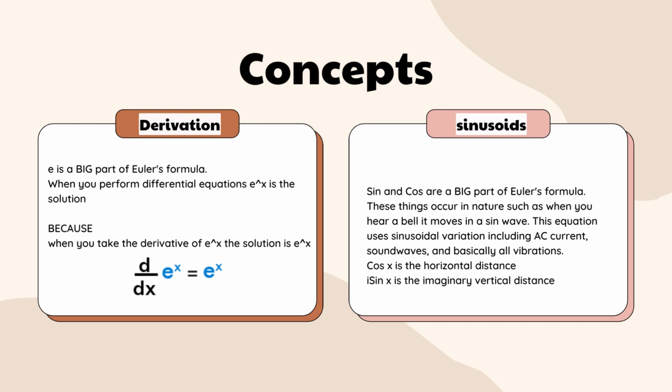There are also sinusoids, such as sine and cosine, which are also a large part of Euler's formula. These things occur in nature, such as when you hear a bell, it will move in a sine wave. This equation uses sinusoidal variations including AC currents, sound waves, and basically all vibration. Cosine x is the horizontal distance, and i sine x is the imaginary vertical distance. We will work these two concepts together to understand Euler's formula.